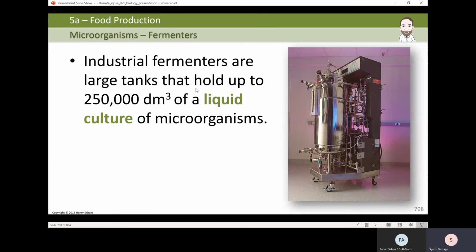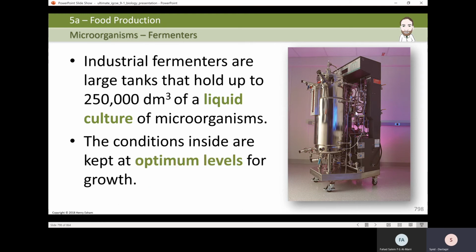We want to grow our useful bacteria, and we do that using this piece of equipment to hold a liquid culture of microorganisms, so it's in liquid form. The conditions inside we can control to make it optimum for the growth of bacteria. Fahad, what does optimum mean?